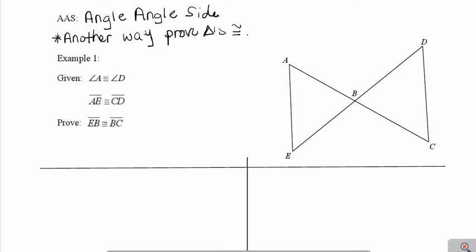So take a look at these two examples and practice using this new theorem. I'd like you to try both of these examples on your own. You're going to need to use angle, angle, side to prove the triangle is congruent. And then when you're ready, you can press play to check your answers. So pause the video now.